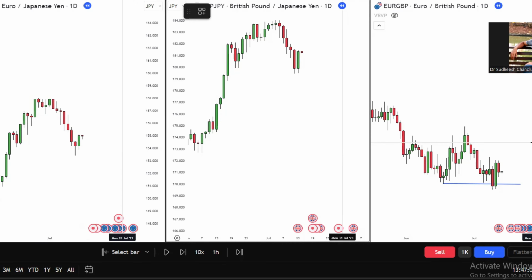Yes. Actually, when price goes to internal range liquidity to go to external range liquidity, internal range liquidity are order blocks, fair value gaps, breaker blocks, and external range liquidity are swing highs and swing lows. I hope you get it.